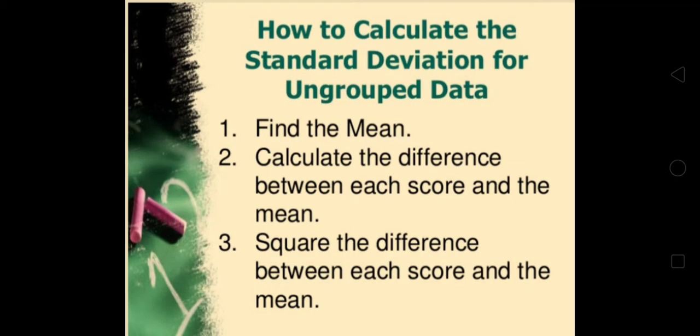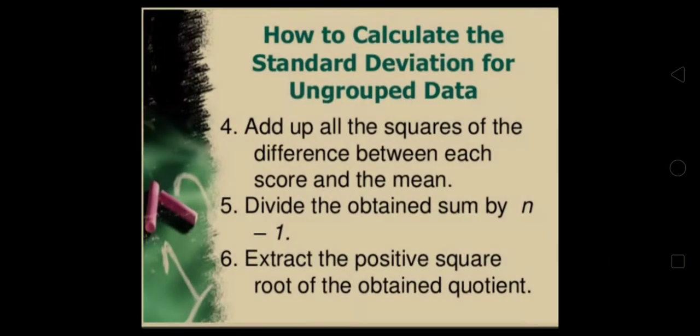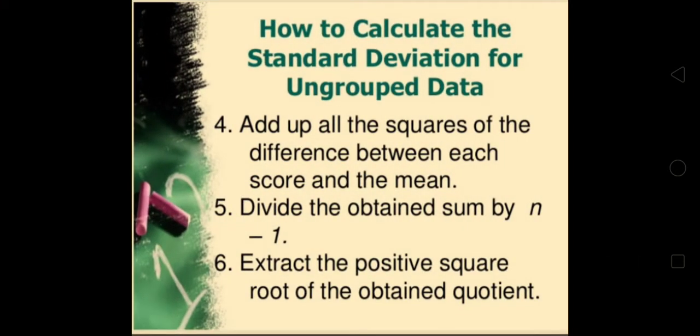Now the question arises here, how to calculate standard deviation of ungrouped data. There are some rules which we have to follow. First rule is find the mean. Second, calculate the difference between each score and the mean. Third, square the difference between each score and the mean. Number 4, add all the squares of the difference between each score and the mean. Number 5, divide the obtained sum by n minus 1. Then extract the positive square root of the obtained quotient.